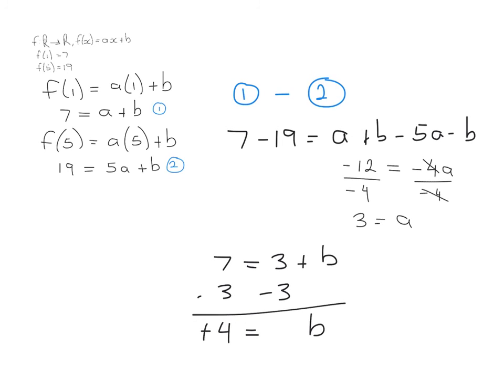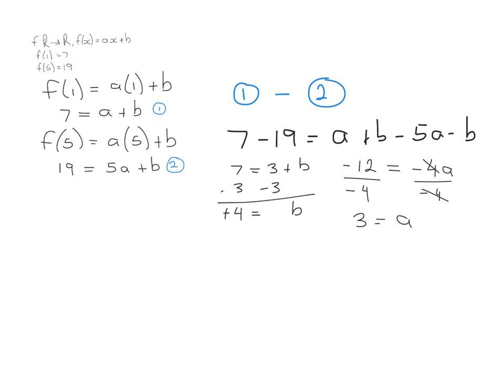This means that to define the function, we now know the a and b values, and we can say that 3x plus 4 is the function. Notice that I've used the same notation f of x as given in the original, but now I know the a value and the b value.